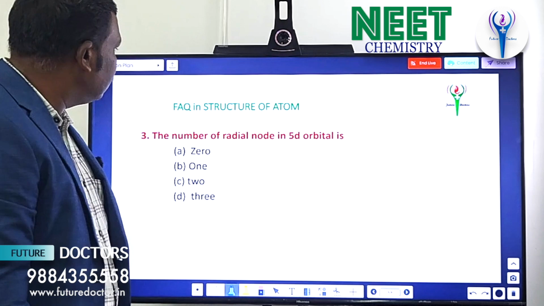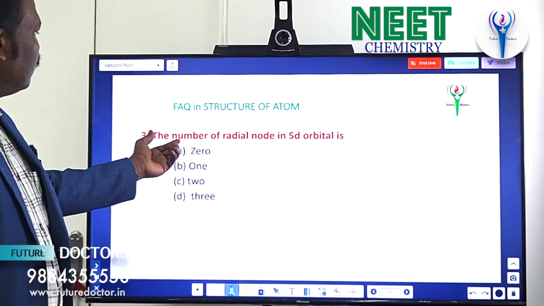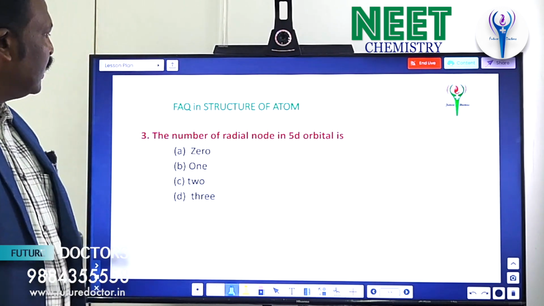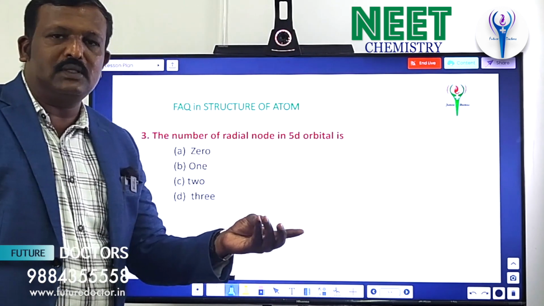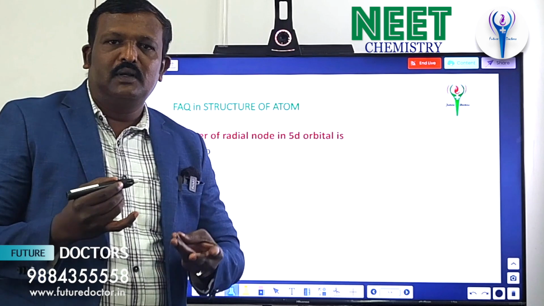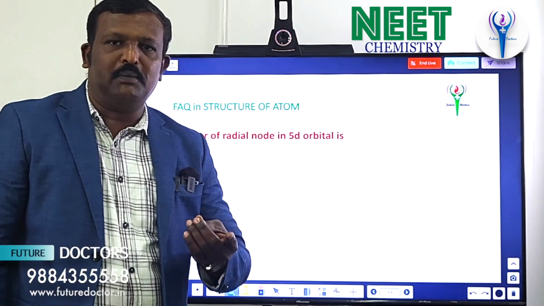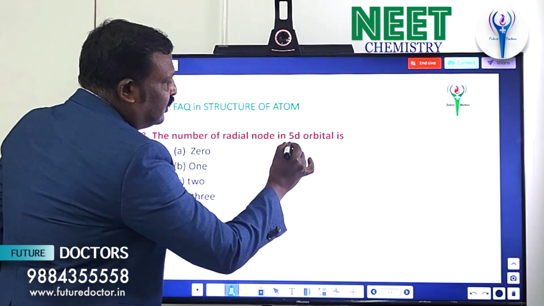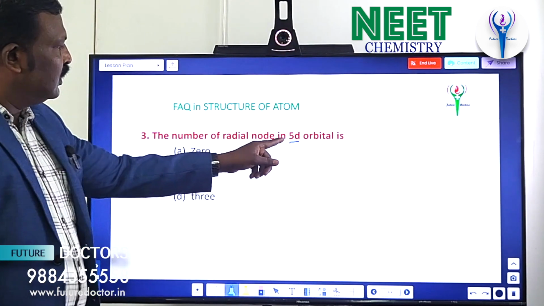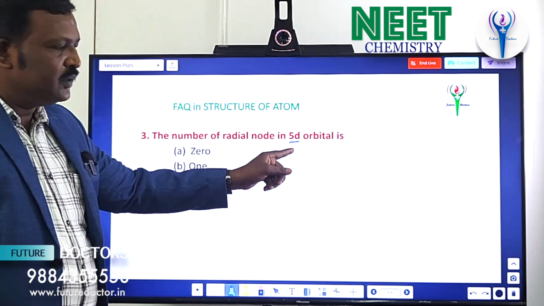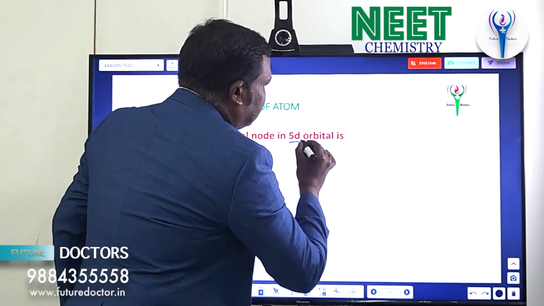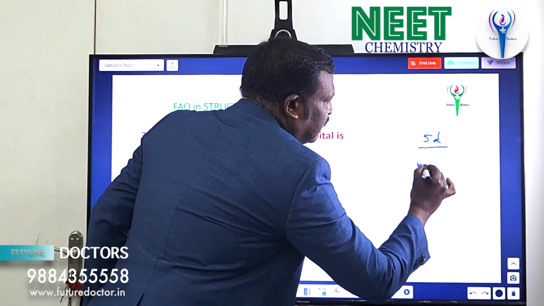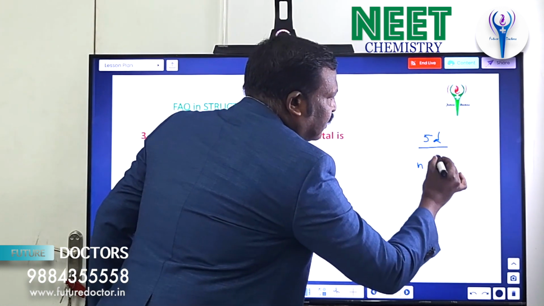Okay. Third one. See the question. Simple one, very simple one. Number of radial nodes in 5d orbitals. We studied quantum numbers: principal quantum number, azimuthal quantum number, magnetic quantum number, spin quantum number. Any orbital is given means, immediately you must know the principal quantum number. Here 5d means the principal quantum number, represented by n. So n is equal to what?